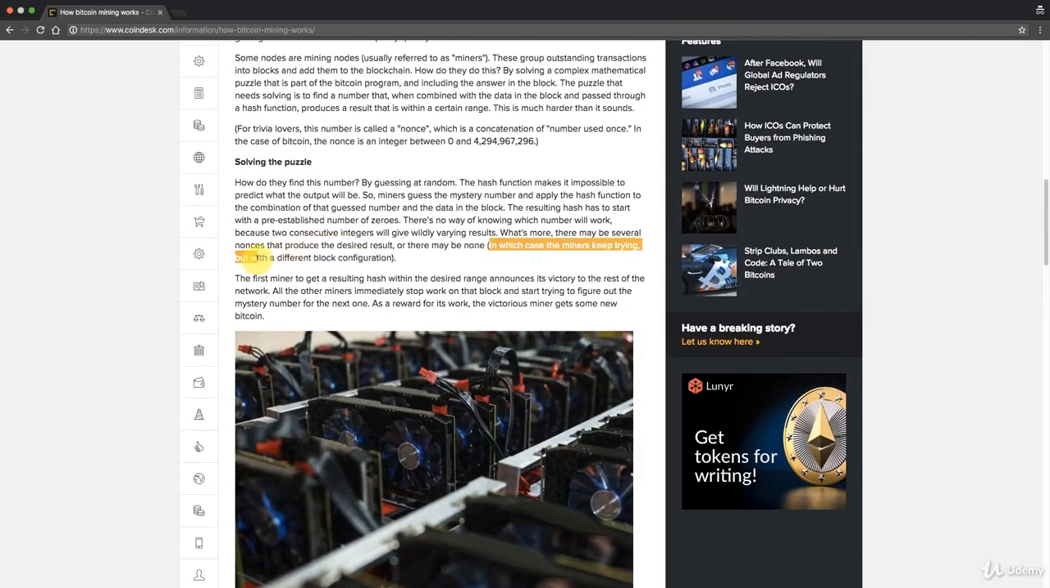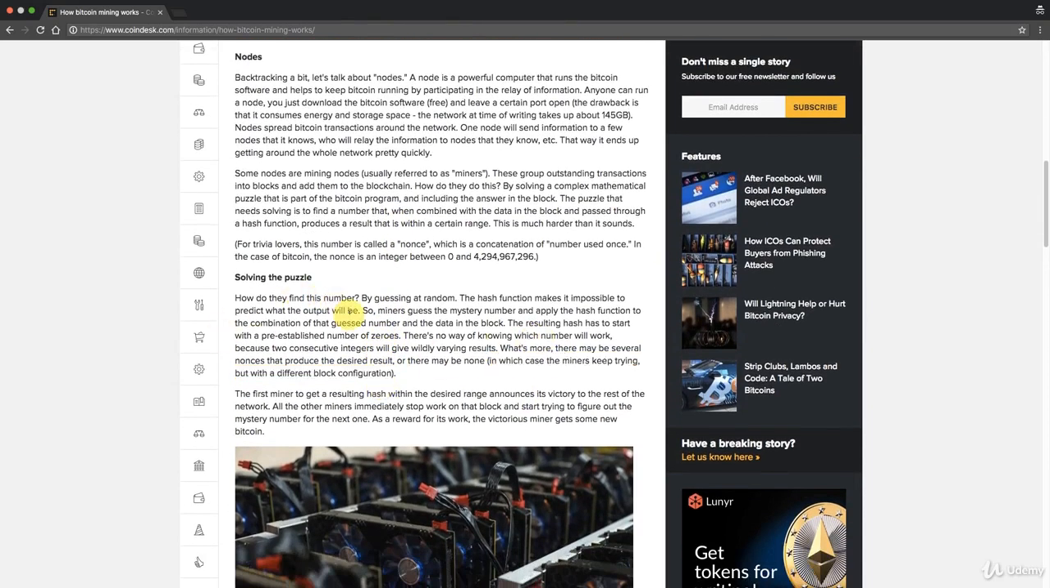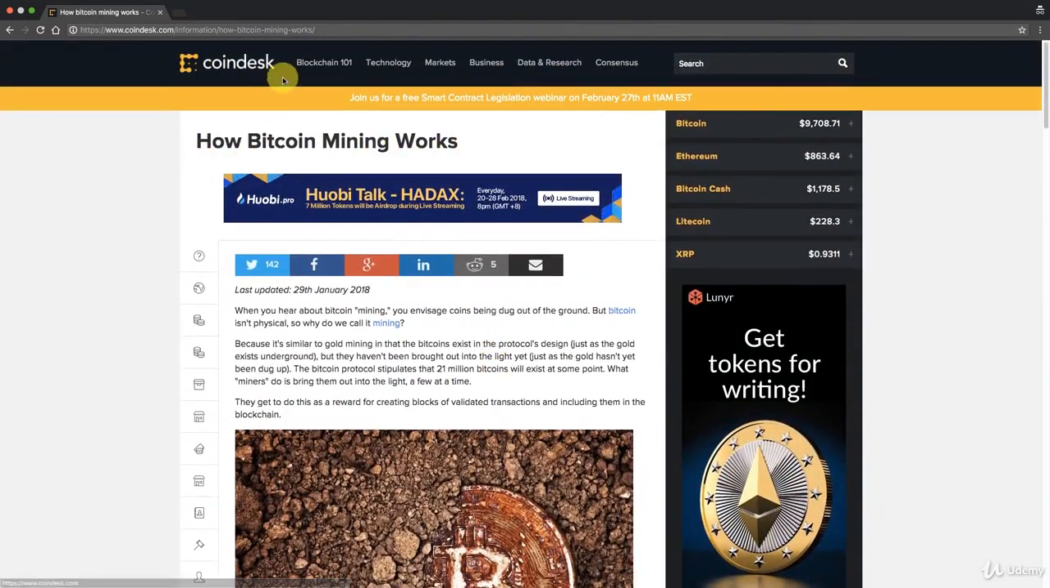Miners keep trying, but with a different block configuration. I wanted to give you this article early on, but then it had this comment in it, and I didn't want it to be confusing. But now you should be able to understand everything. If you want to try it out, how Bitcoin mining works is on CoinDesk, and the link will be, of course, in the course notes. Just a good way to confirm your knowledge.